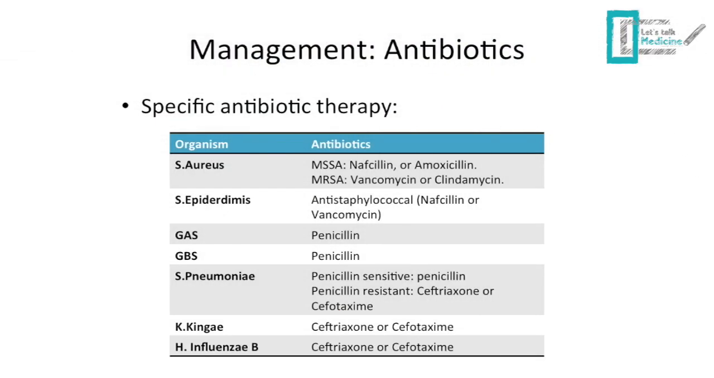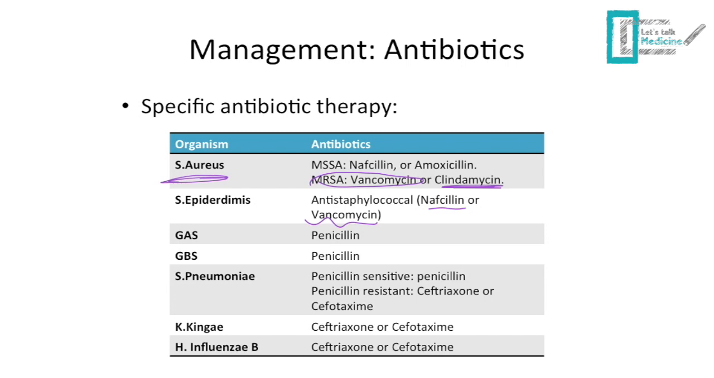Now, after you have the culture results, you specify your treatment according to the identified organism. For example, for Staph aureus, as we said, you usually use vancomycin for the MRSA, or sometimes clindamycin. MSSA is rare to have nowadays. However, you might use amoxicillin for that. Staph epidermidis is usually the same: vancomycin sometimes, or nafcillin or amoxicillin.